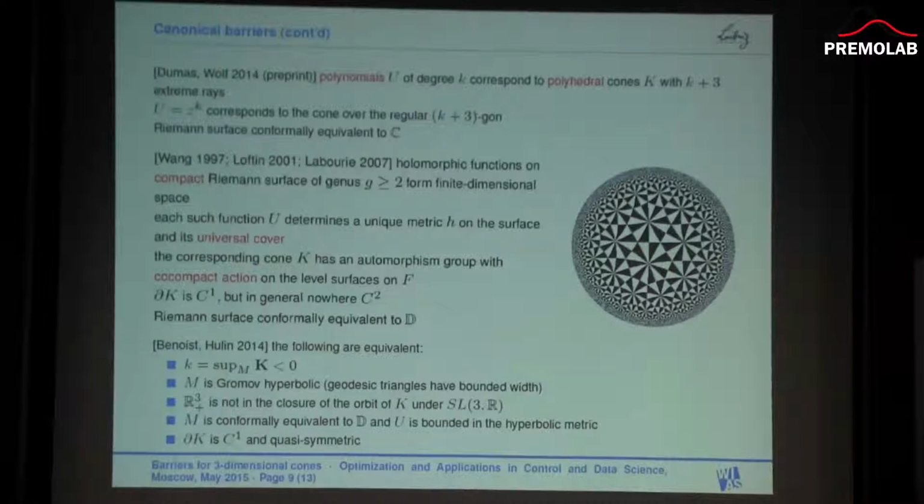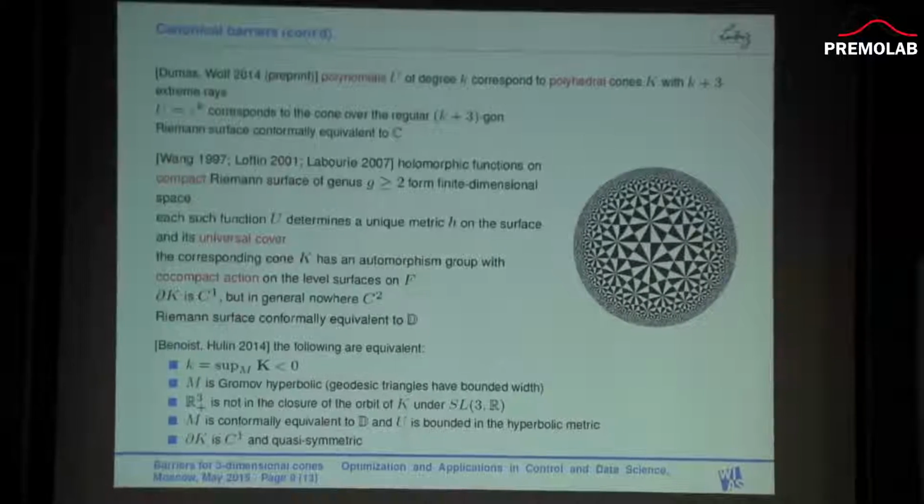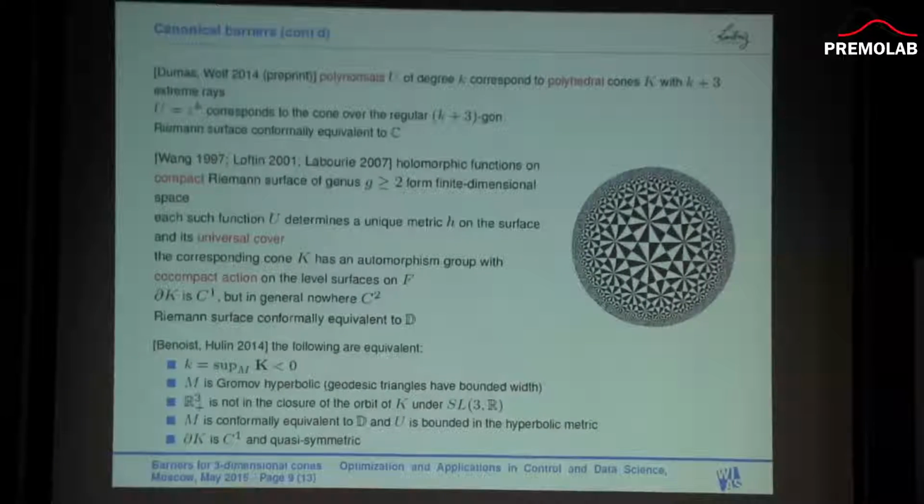And this gives you cones which can be tiled like this. So probably everybody has seen a picture like this. This is a tiling of the hyperbolic disk by some Fuchsian group. So the cone will be divided into polyhedral cones like this, and the union of these polyhedral cones will make up the whole cone, but in general the boundary of the cone will be not smooth, so it will be C1 but nowhere C2.